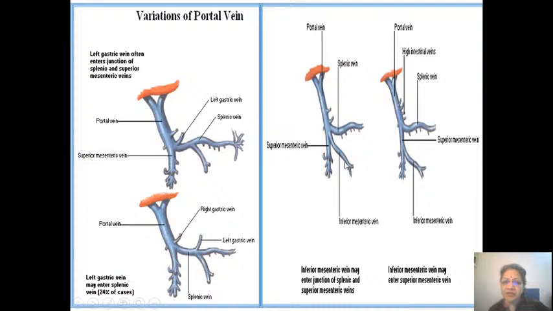Similarly, here the inferior mesenteric is joining like a trifurcation, like three tributaries forming the portal vein. Here it is a tributary to the superior mesenteric. So both of these or all of these can happen.